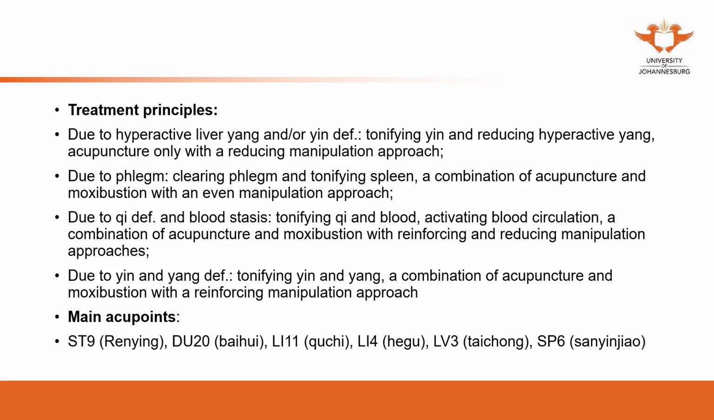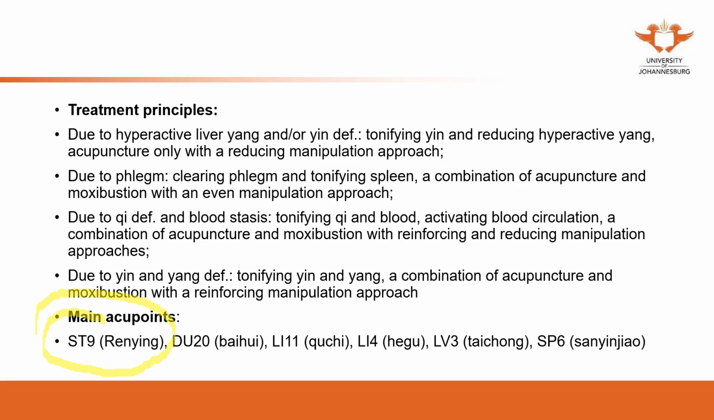The main points, one of the key points is stomach 9, 人迎. We have introduced how to insert the points, 人迎. Very special attention must be paid to the insertion of 人迎. This point is dangerous if it is inserted improperly. Apart from 人迎, you can use Du20, large intestine 11, large intestine 4, liver 3, spleen 6.